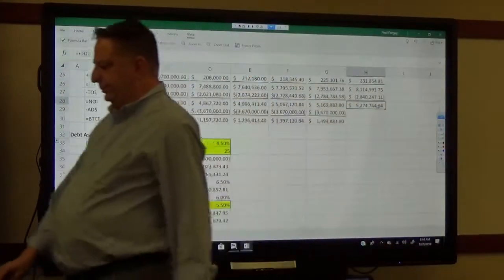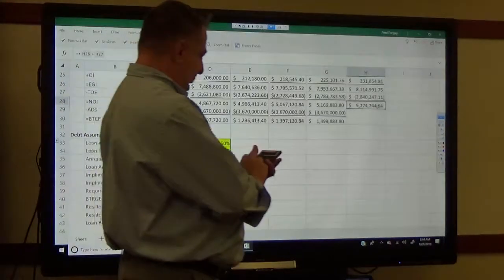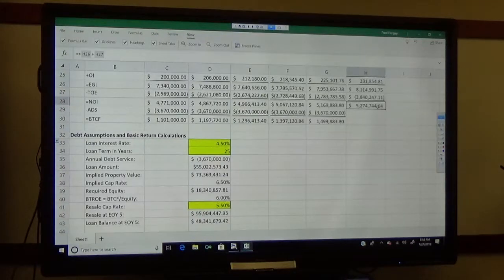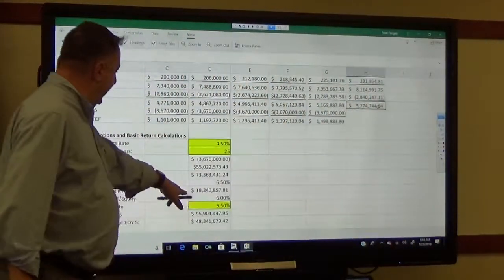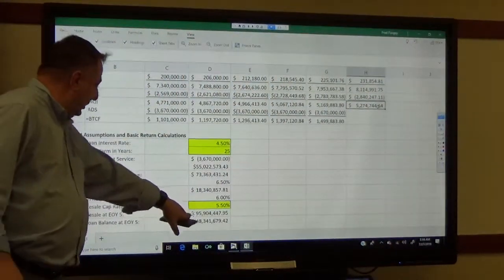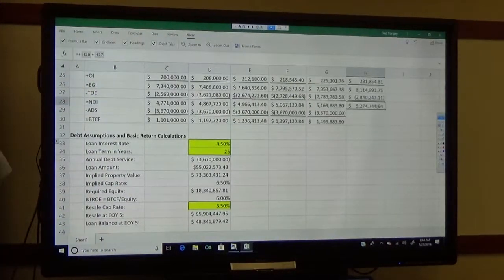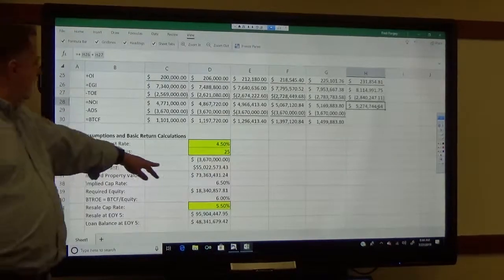So in doing that, $5,274,744 divided by 0.055 gives 95,904,436. Okay? Does that match up to what we have here? Well, slightly different only because of rounding. Okay? But basically it's 95,904,447.